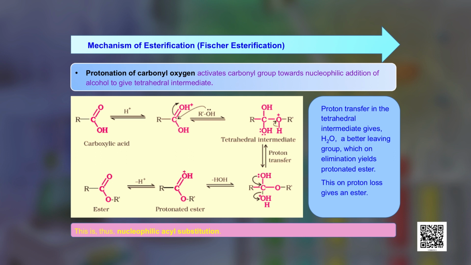Now, focus on the tetrahedral intermediate, and here a proton transfer takes place. Why? This will give you a better leaving group, which is water here instead of OH minus. So, water will be now leaving from this tetrahedral intermediate to give a protonated ester. The protonated ester on loss of proton yields the ester. Thus, this is a sort of nucleophilic acyl substitution reaction.